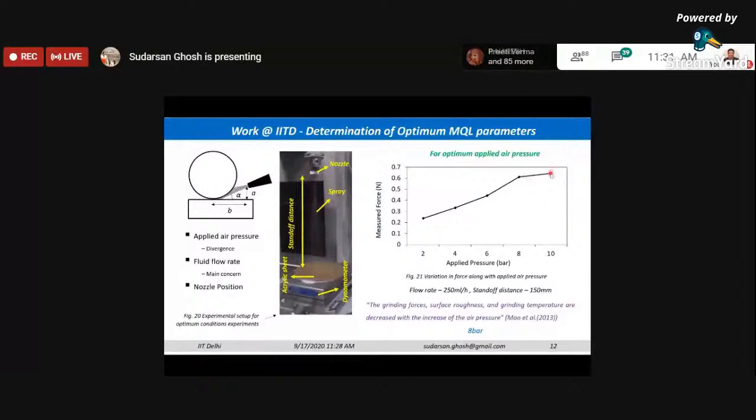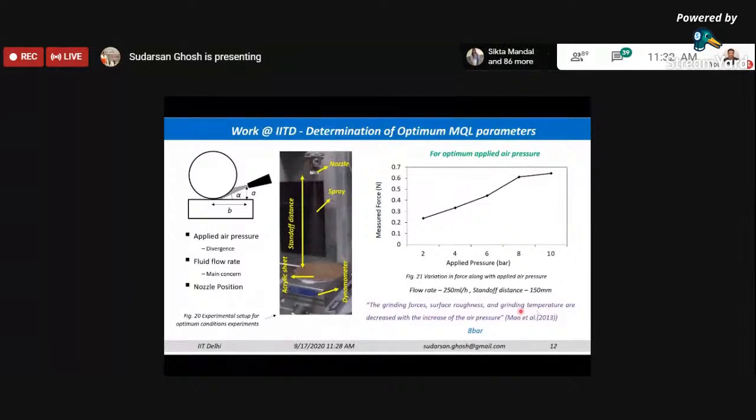So again, that is the reason why we cannot use very high applied pressure, because if we use high applied pressure, then this pressure itself will add to the force which is coming up during the machining process. So that is again not very desirable. So we have to optimize the applied pressure, and we have optimized it to somewhere around 8 bars.